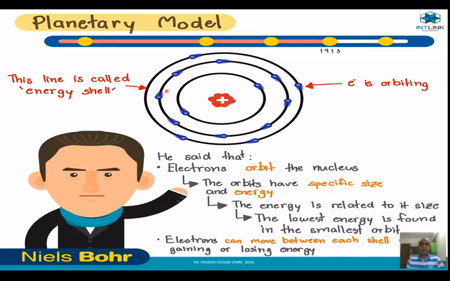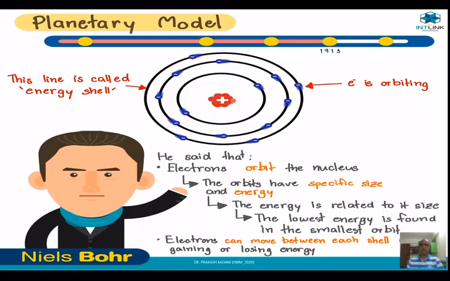This model suggested that electrons move in orbits around the nucleus. Each orbit has a specific size and specific energy. The energy is related to its size. As the size gets bigger, the energy becomes less, and it goes on decreasing.